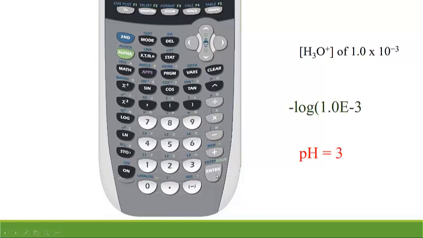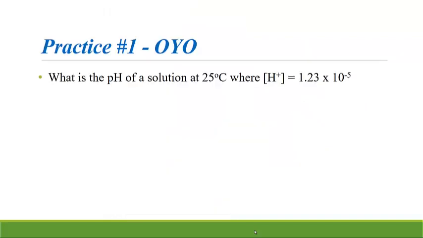Then I'm going to hit my enter button and I get a pH of 3. This is one reason I want you bringing your calculators to class so you can practice with this. You can't use your cell phones on the test, so you need to bring your calculator. So please be bringing your calculator to class every day. All right, let me have you try this one on your own.